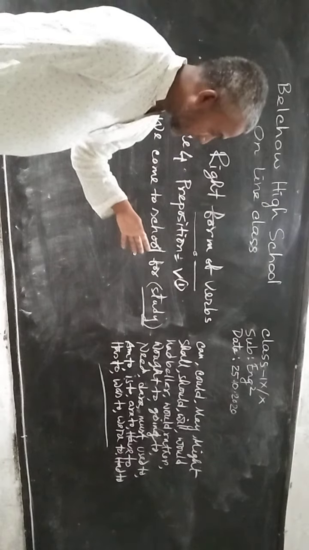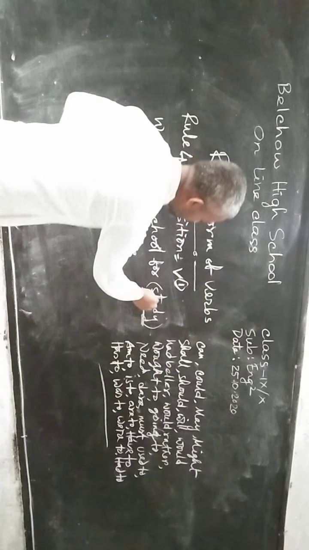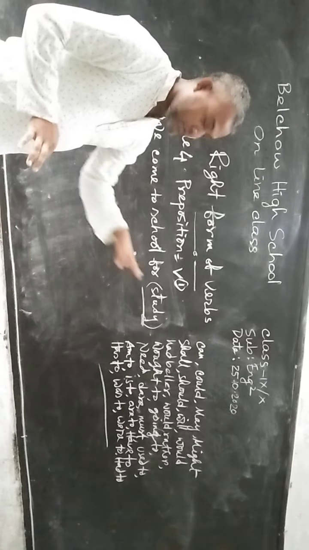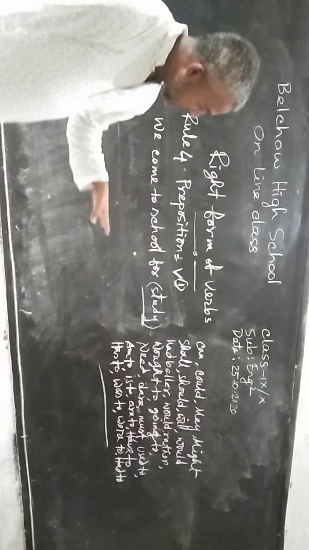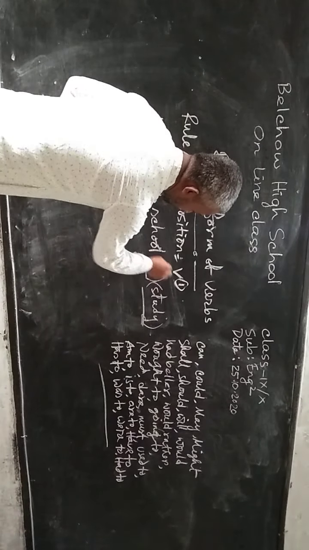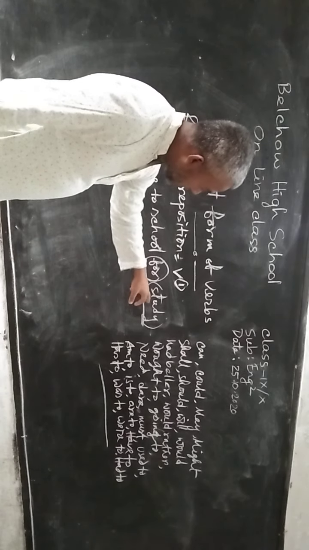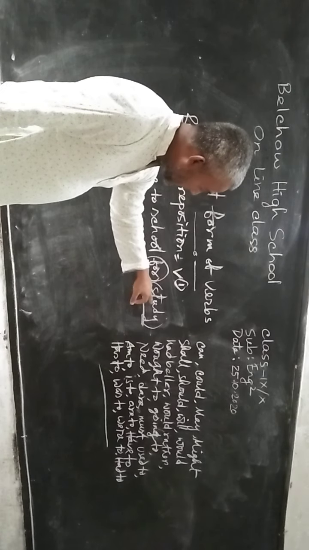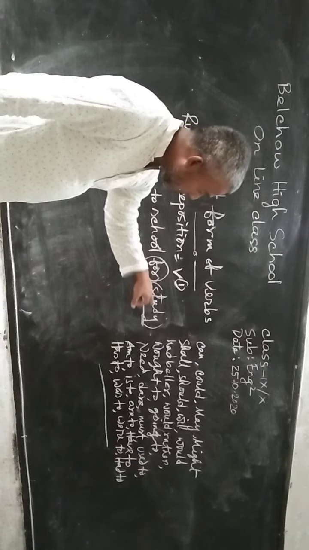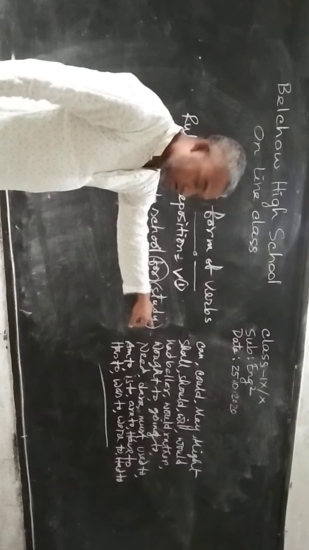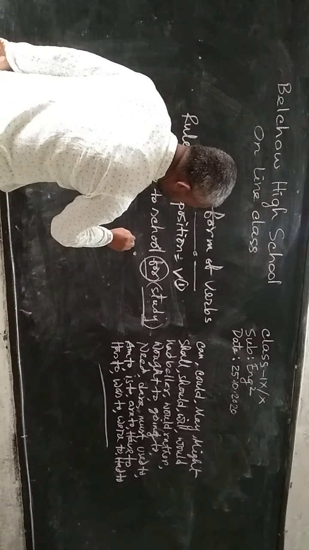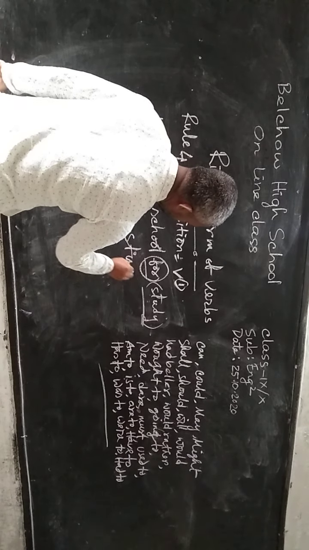Study is the base form of verb, S-T-U-D-Y, study. Study means absorbing, reading and writing. So, this verb study has been used after the preposition for. Study is the base form of verb, as it has been used after a preposition. Now we have to add ing at the end of the verb. So, study must be used in this way: studying, S-T-U-D-Y-I-N-G.